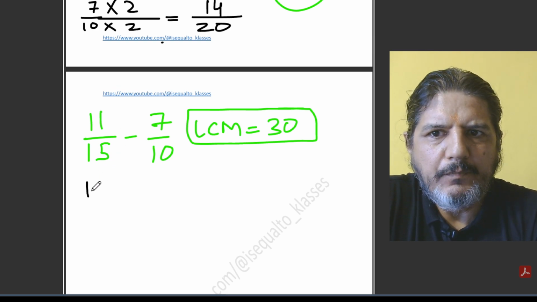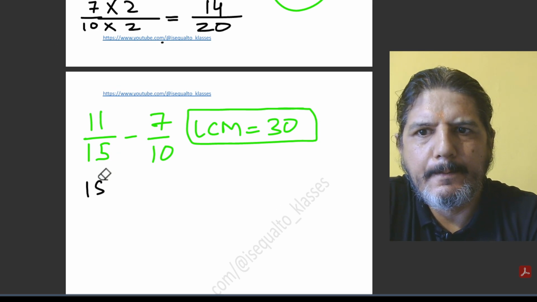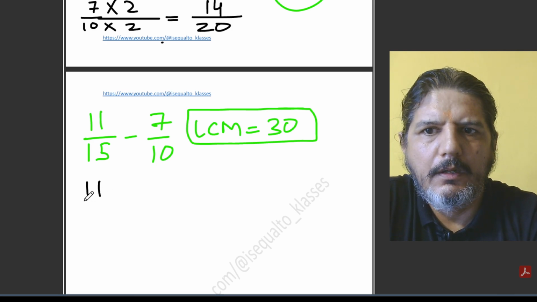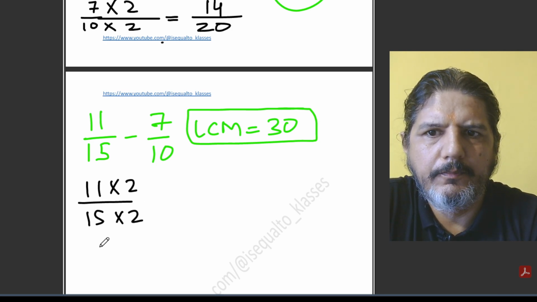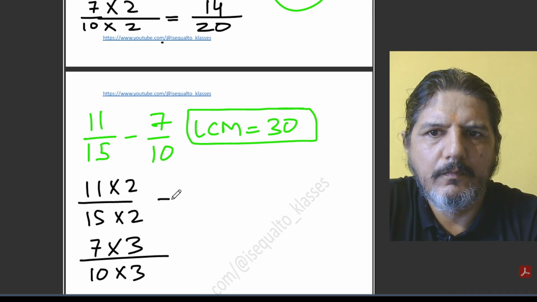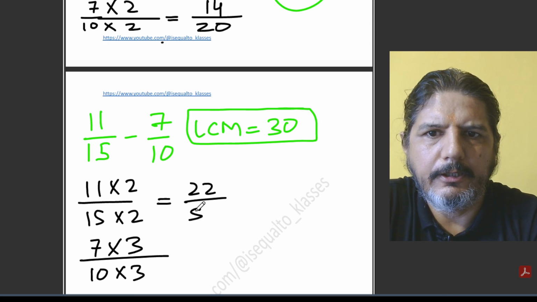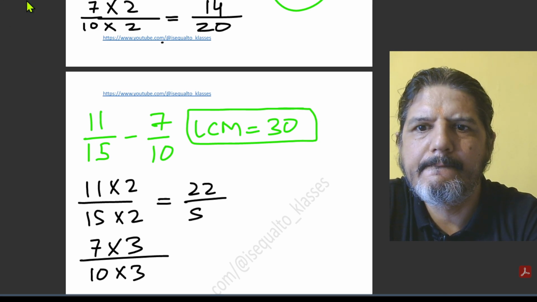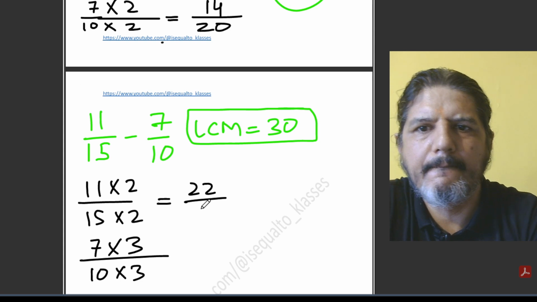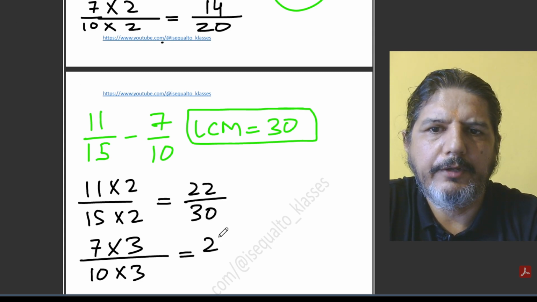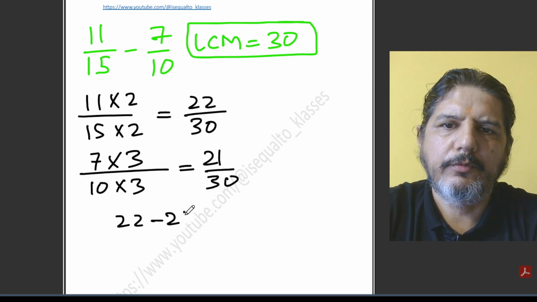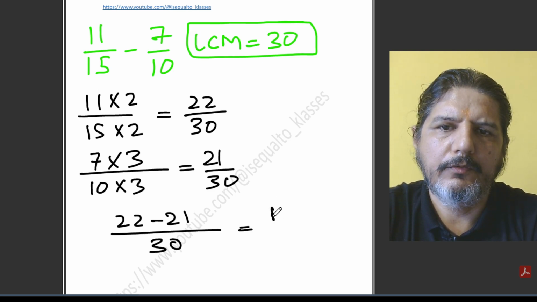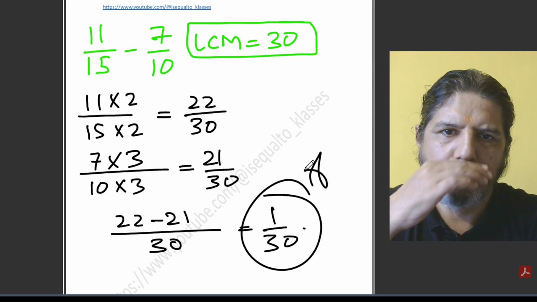So 11 upon 15 into 2, 7 into 3, 10 into 3, 22 upon 30, 21 upon 30. So this will be equal to 22 minus 21 upon 30. This is the final answer.